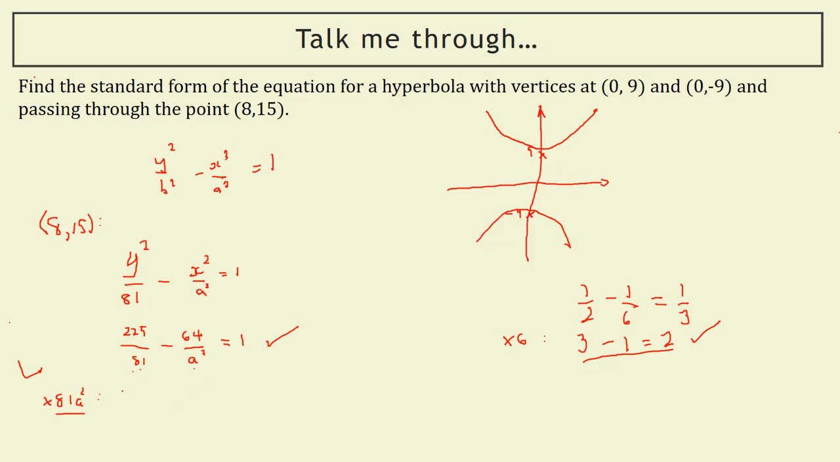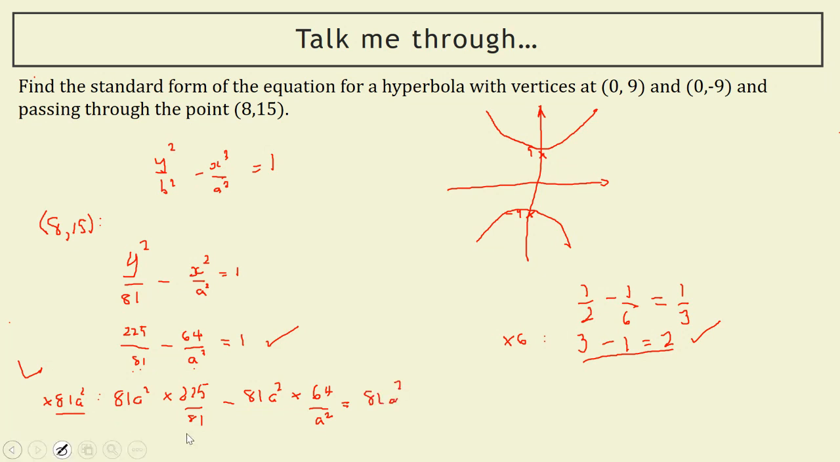But if you want to, there's nothing wrong with writing it out longhand and then saying, okay, that's 81a squared times the 225 over 81, minus 81a squared times the 64 over a squared. And then on the other side, we've got just our 81a squared times 1.